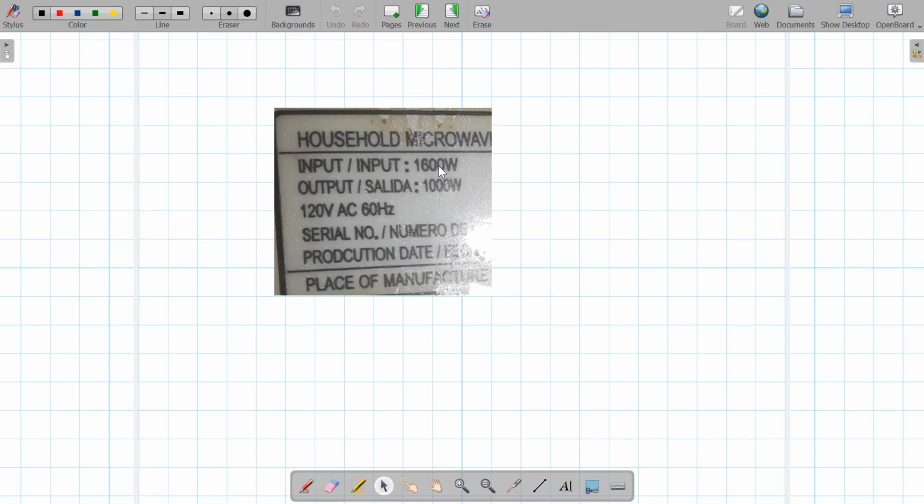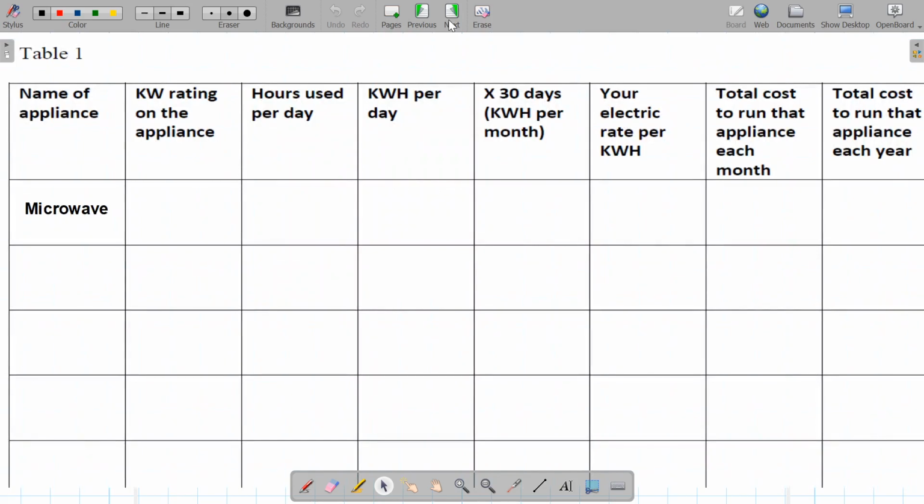Now what I want to do, I want to convert from watts to kilowatts. And guys, this is important for you. Whenever you guys are converting to kilowatts, what you would do, you would take this number and you would divide by 1,000. So 1600 divided by 1,000 gives me 1.6. So I'm going to write this number down right here. 1.6 kilowatts represents the power rating on my microwave.